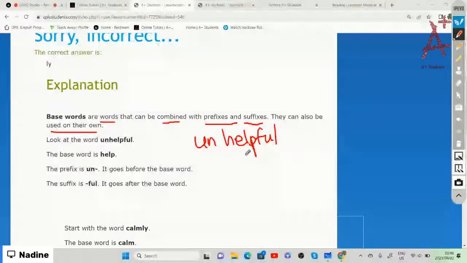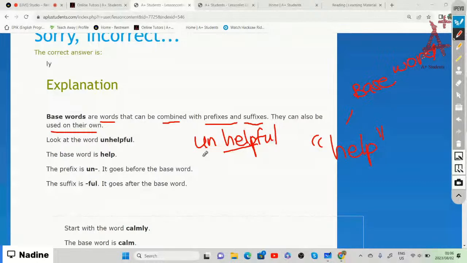Help. We look at the word help. I'm going to put help here. If we look at the word help, help is basically a word that can stand on its own, and we call this the base word. And why do we call it the base word? Because it's a word that can stand on its own. So it's the base word, right?